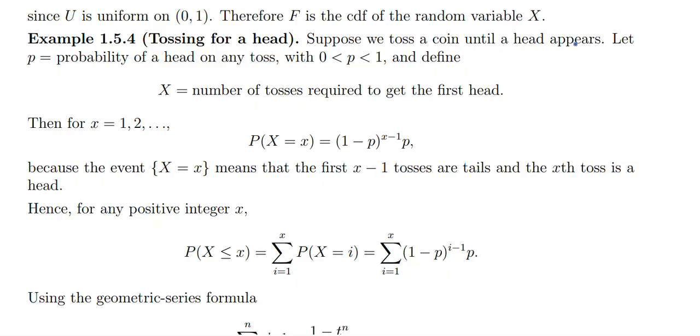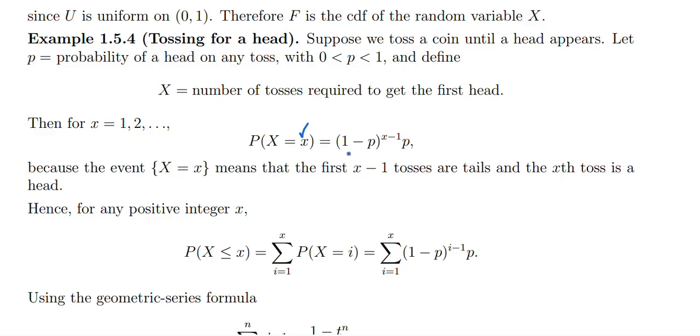Suppose you toss a coin until a head appears. Let p equal the probability of head on any toss, 0 is less than p less than 1. Define X as the number of tosses required to get the first head. When the first head appears, then that's it. So X would be what? 1, 2, 3 and so on. So the probability of X equals x, for x equals 1, 2, 3: the first x minus 1 would be failures, and then the x-th would be the success.